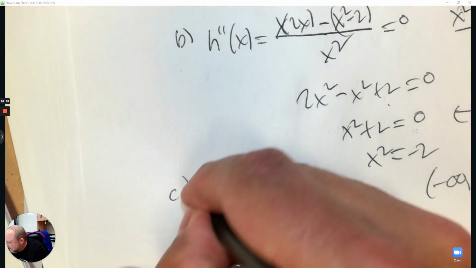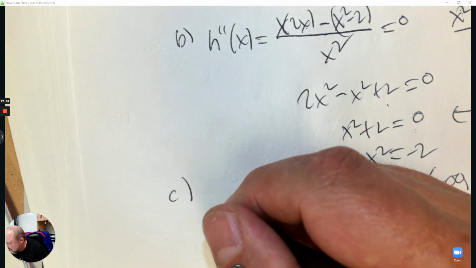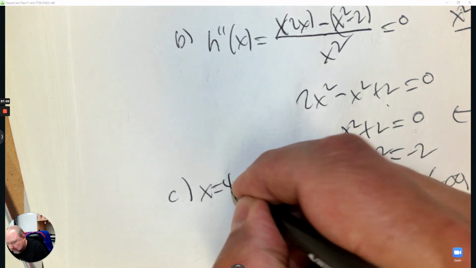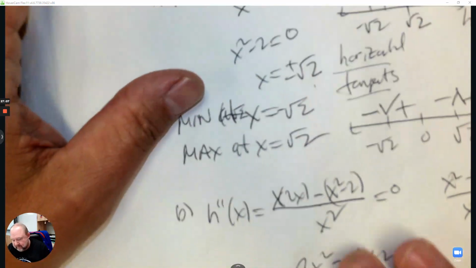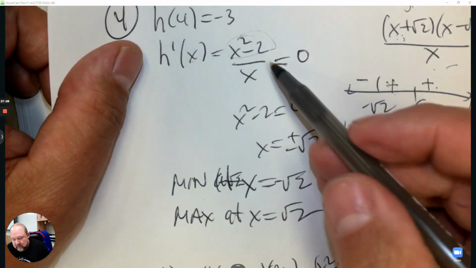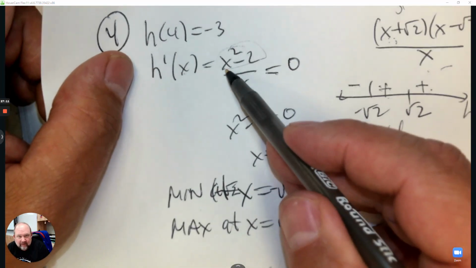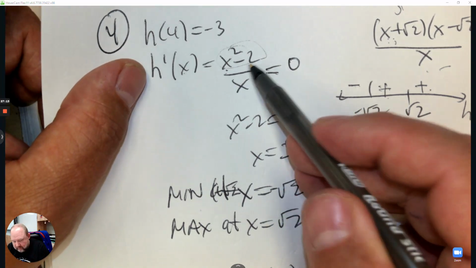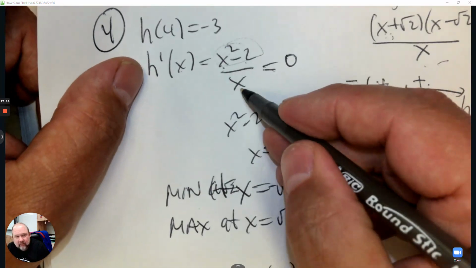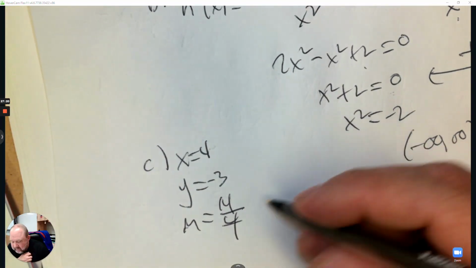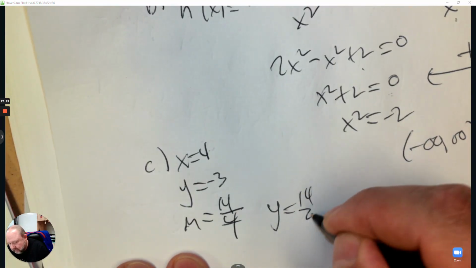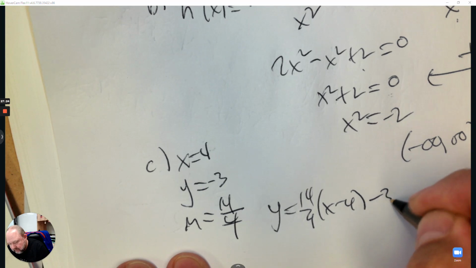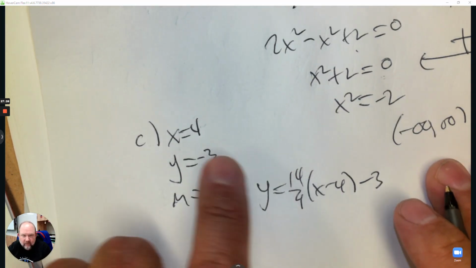Write an equation for the line tangent at x equals 4. So at x equals 4, from the question, so (4, negative 3), and then the slope, you plug in 4 for x. So 4 squared, take away 2, and then 4. So I get 14, that's fine. That's 14 over 4, (x minus 4), subtract 3, using the values for x and y.